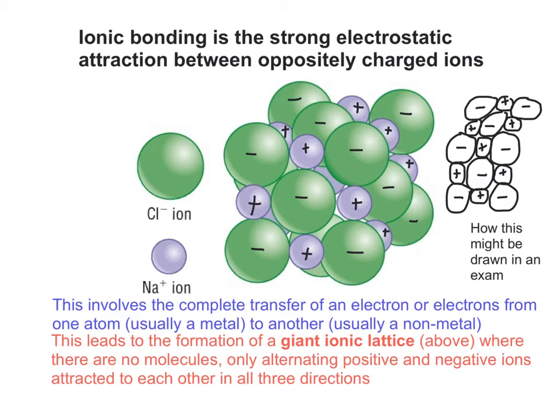And if you were asked to draw an ionic lattice in an examination, you might do it like this. It's a simplified version and it has an element of 3 dimensions in it. So I've drawn an outline around it to show the 3 dimensions. You wouldn't have to do that.